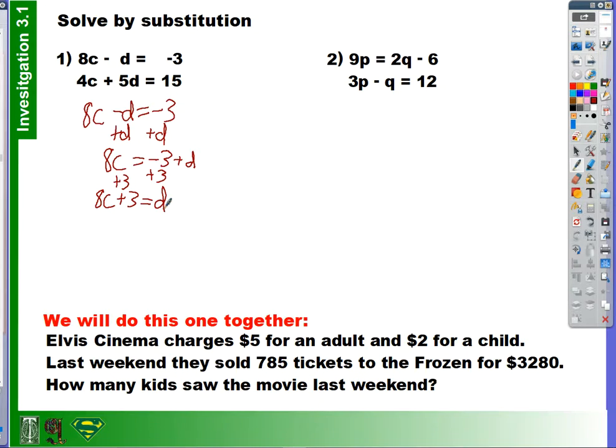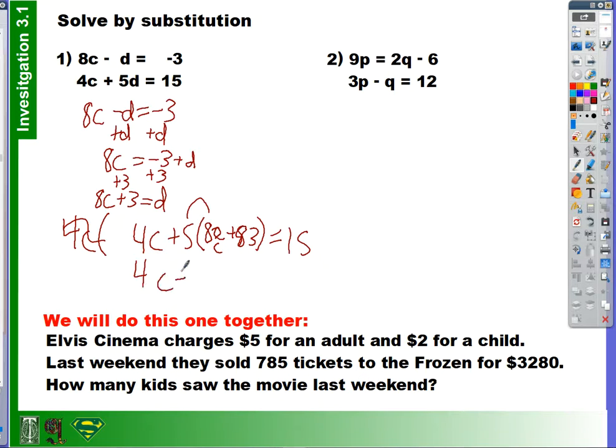And then if you look at our second equation, we can substitute this in for the value of d. We get 4c plus 5 times the quantity 8c plus 3 because that's equivalent. And then you have to carry over the 15 over here. And then once you distribute, you get 4c plus 40c plus 15 equals 15.